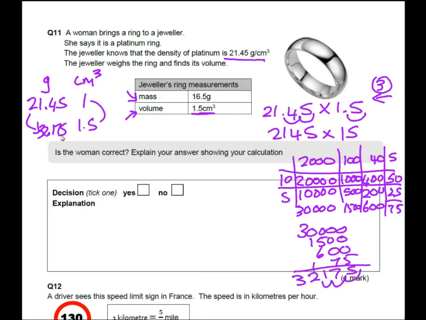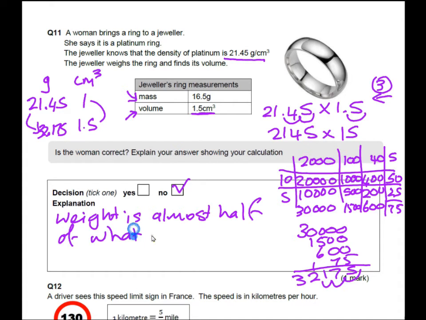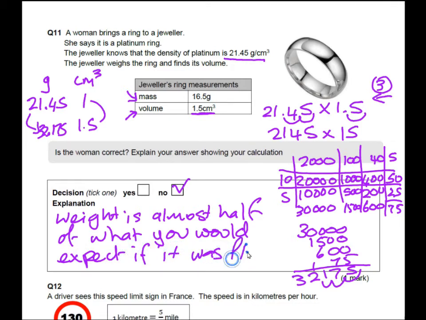So answering the question, is the woman correct? Well, no, she's not correct, and we can say that the weight is almost half of what you would expect if it was platinum. And all of that work is worth 1 mark.